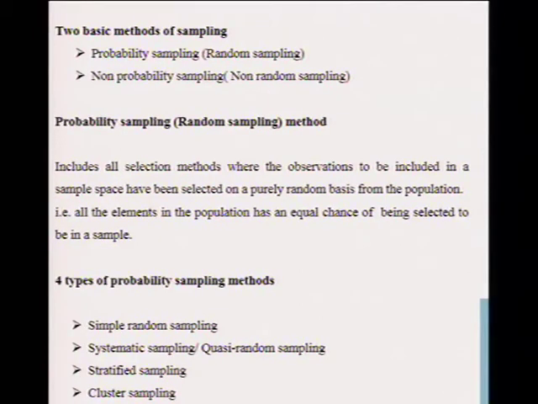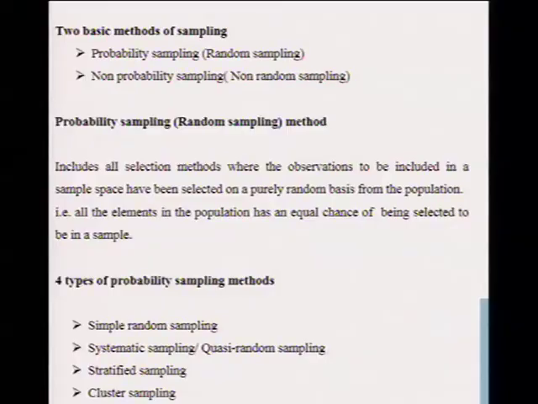Now let's look at the two basic methods of sampling. Remember, I said sampling is very important. The process on how you select a sample, and a sample is a subset of a population. Okay, how do we collect a sample, or how do we select a sample? We do it in two ways. It's either using the probability sampling method or the non-probability sampling method.